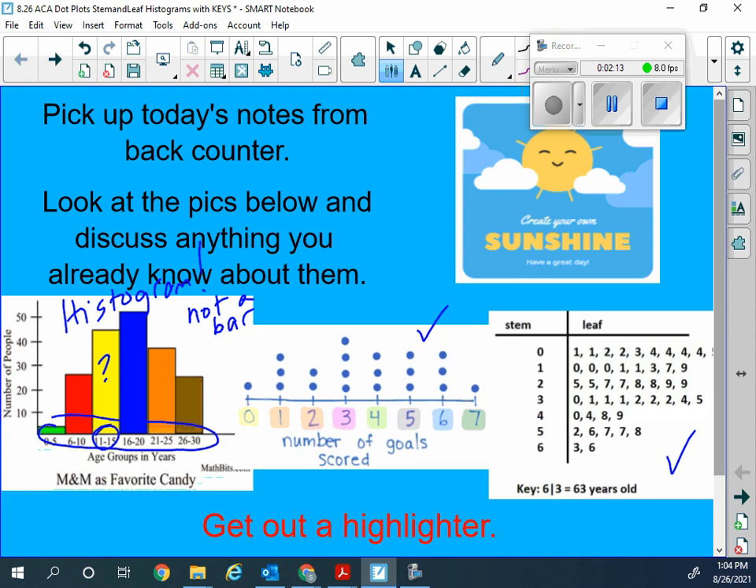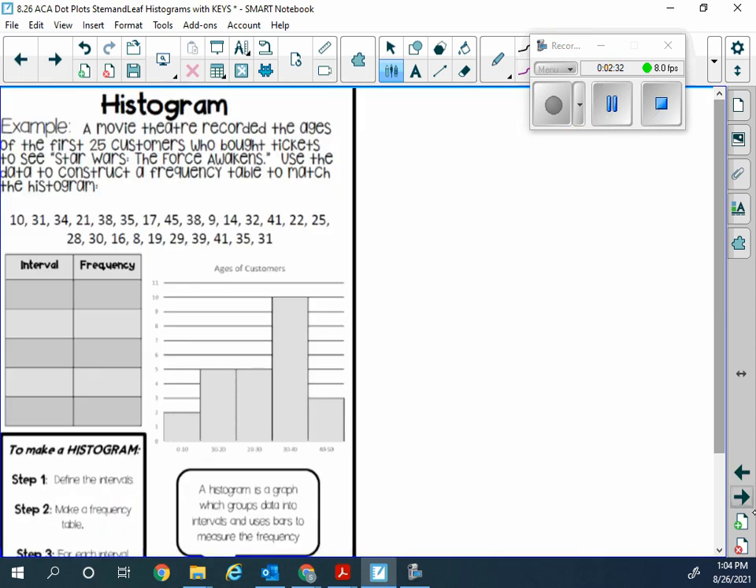And that is the new piece for 6th grade. So in 5th grade, you knew stem and leaf and dot plot, but in 6th, histogram is new. Does everybody understand? So today, when you look at our objective, it says we can graph data on dot plots, stem and leaf, and histograms. Okay, so we're going to start with the histogram.